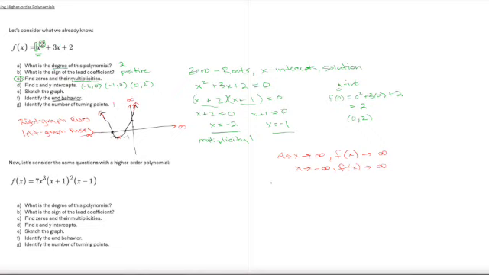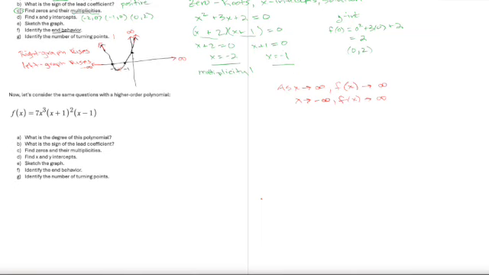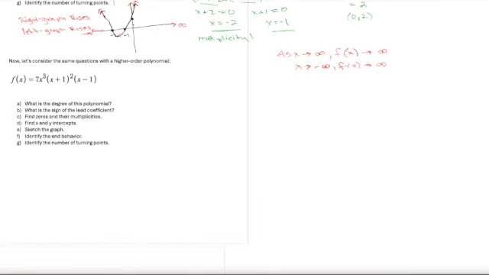So let's think about what we just discussed, but with what we would consider a higher order polynomial. So f of x equals 7x cubed times x plus 1 squared times x minus 1. Notice, I want to identify the degree of this polynomial, but before I can do that, I need to know what this would look like if it was completely multiplied out. I don't want to take the time to multiply the whole thing out, but I want to think about what that lead term would be.